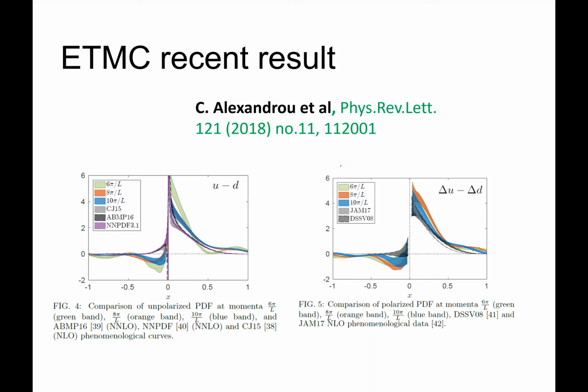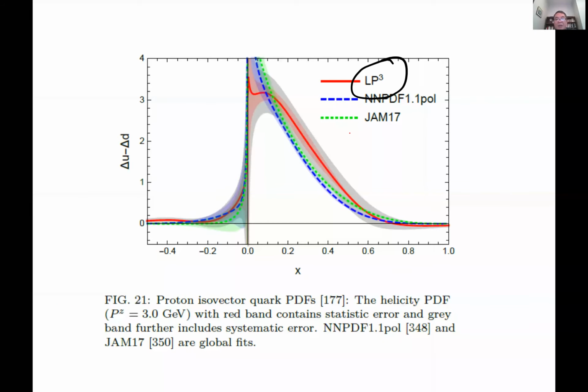It just shows you that as the momentum gets bigger and bigger, the lattice calculation approaches the experimental phenomenological curve. This is one of the LP3 calculations led by Huey-Wen Lin. The dashed lines are the phenomenological results, and the red line is coming from the lattice calculations. The second application is the TMD-PDFs and soft functions.